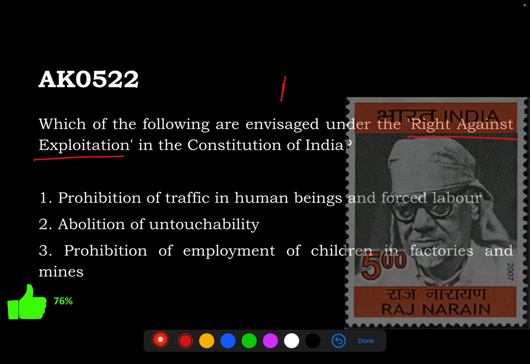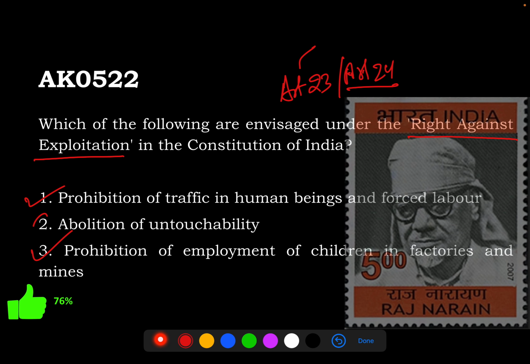Now, right against exploitation is Article 23 and Article 24 of the Constitution. Okay, so Article 23 prohibits human trafficking and forced labor, so that is definitely there. Then Article 24 prohibits employment of children in the factories and mines and hazardous employment. So the third option is also correct.